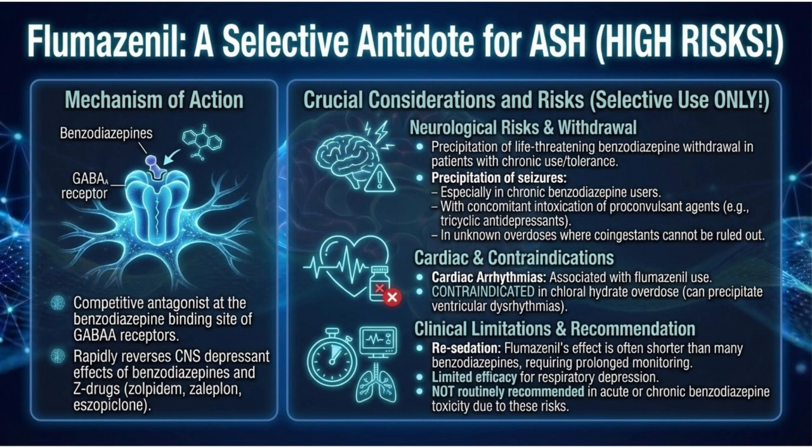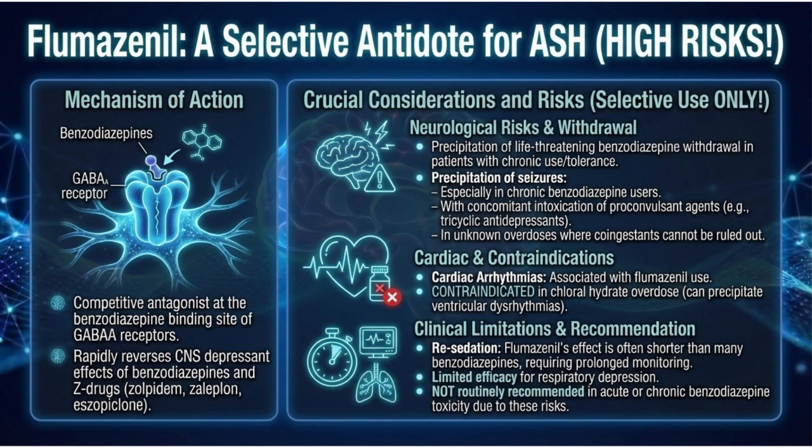What are those specific risks? There are three big ones. First, if your patient is a chronic user, giving flumazenil will rip the benzos off their receptors and throw them into immediate, life-threatening withdrawal. Seizures. Exactly. Which is risk number two. It can precipitate seizures even in someone who isn't a chronic user, especially if they also took something else that lowers the seizure threshold, like a tricyclic antidepressant. You're trading sedation for status epilepticus.